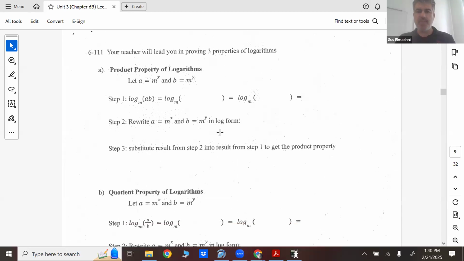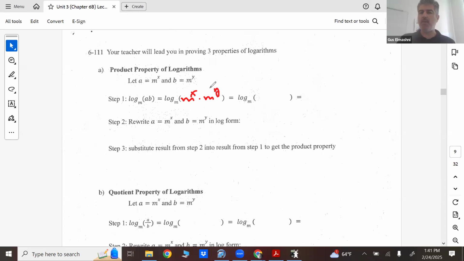Okay, let's close the loop here on this stuff. This actually proves these properties. So we're going to do the proof. Yes, we are doing the proofs. No, not 2-column proofs. Don't worry. Okay, let's assume a equals m to the x. Let's assume b equals m to the y. So you have that, right?